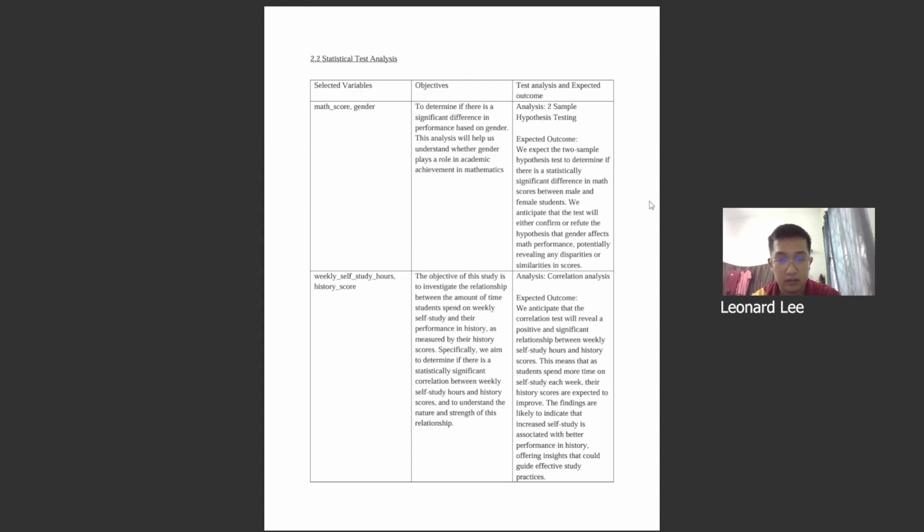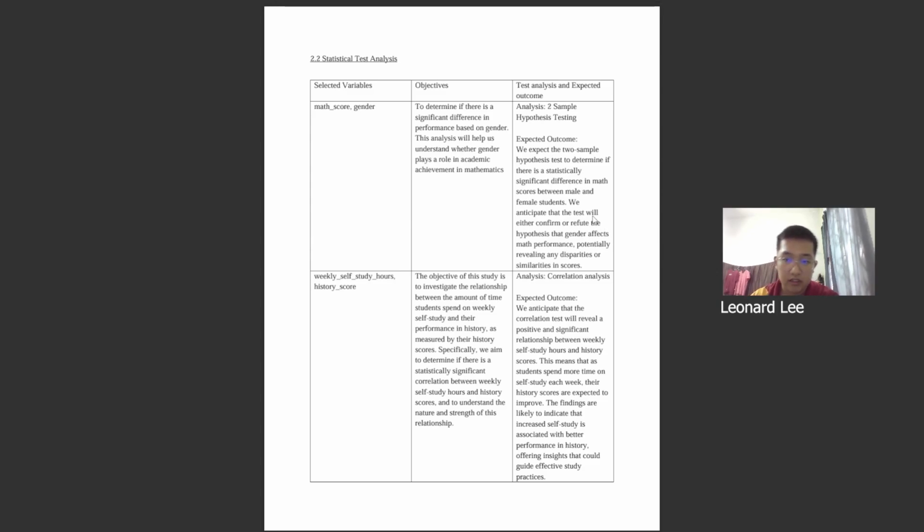So for this test, the expected outcome is we expect the two sample hypothesis test to determine if there is a statistically significant difference in math scores between male and female students. We anticipate that the test will either confirm or refute the hypothesis that gender affects math performance, potentially revealing any disparities or similarities in scores.